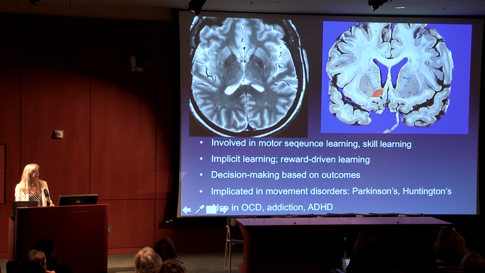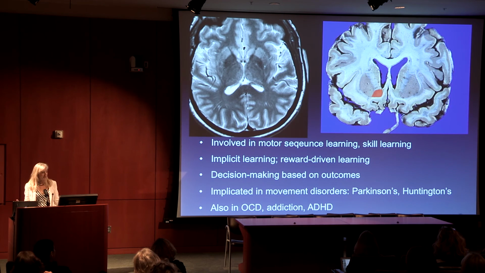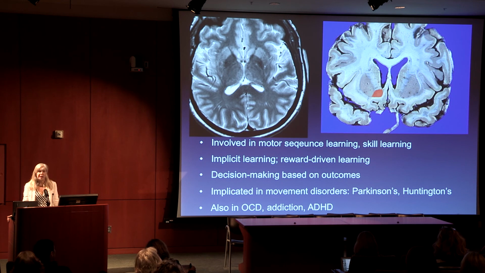So the striatum is very important in many things that are related to other skills and other abilities and disabilities, but also related to autism. It's involved in motor learning, motor sequence learning, skill learning. It's involved in implicit learning, so learning without consciousness, learning by repetition. And it's also important in reward-driven learning. It is implicated in decision-making based on outcomes.